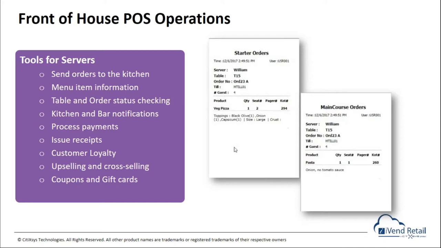They can receive payments. They can hand out receipts to the customer. They can register a customer into a loyalty program from there. They can increase sales with upselling and cross-selling suggestions. They can issue coupons and gift cards directly to the customer from the point of sale. So they can do a lot of operations from the point of sale, from the restaurant standpoint.